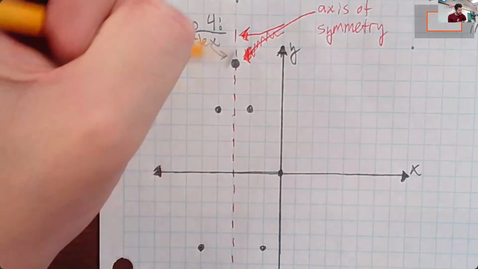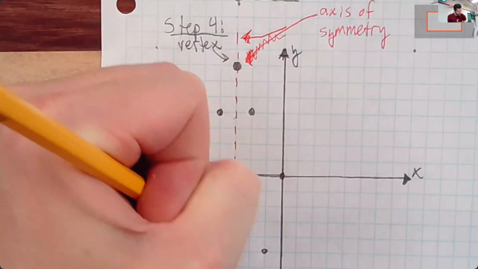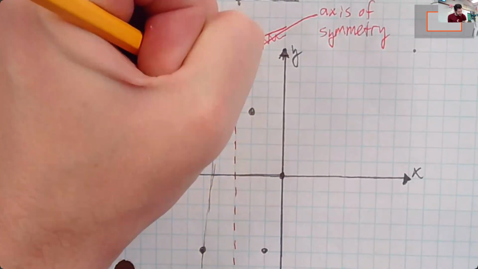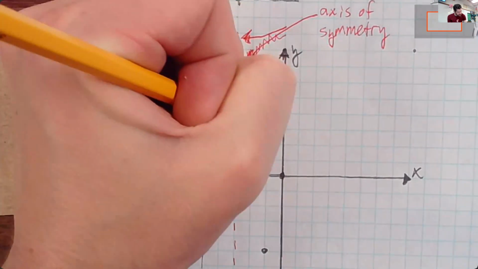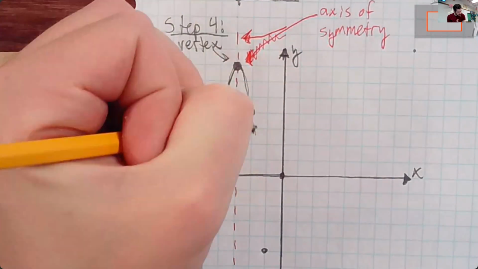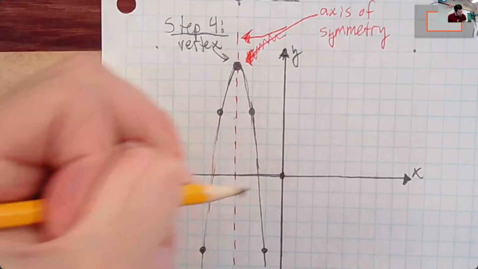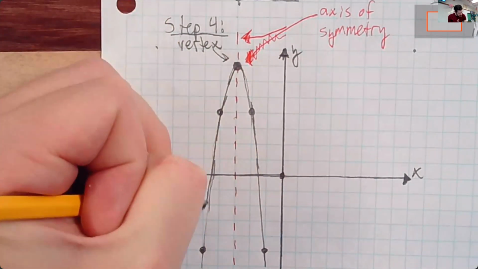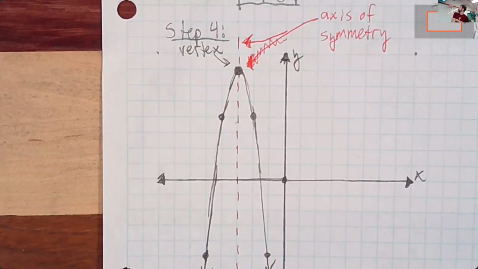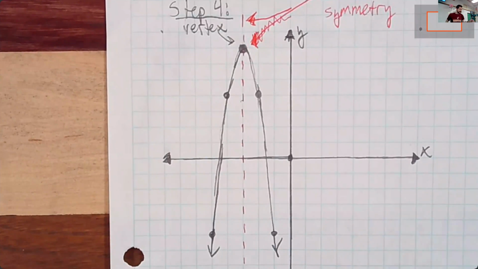And then we're going to do the best we can. Kind of a big graph. We're going to do the best we can to make this as smooth of a curve as possible. About like that. So there's our parabola. That's how we can graph.